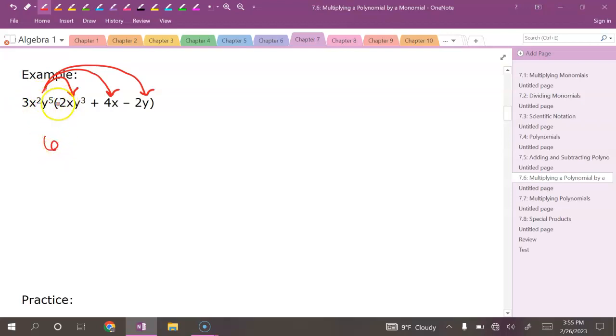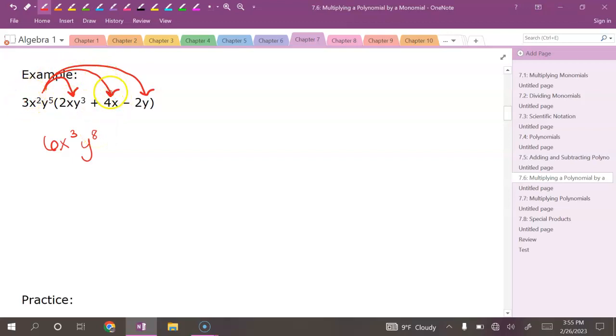Now for your letters, you've got x squared times an x. So that would become x to the third. Then we also have to do this with our y's. We've got y to the fifth and y to the third. So 5 plus 3 would be 8. So that becomes y to the 8th power. Now we distribute into the next term.